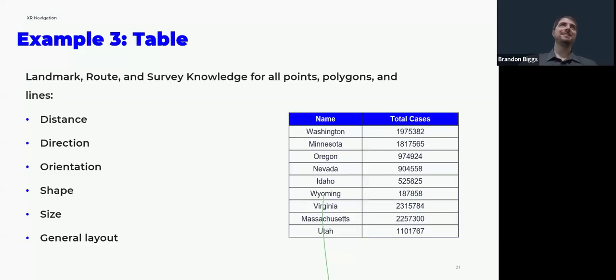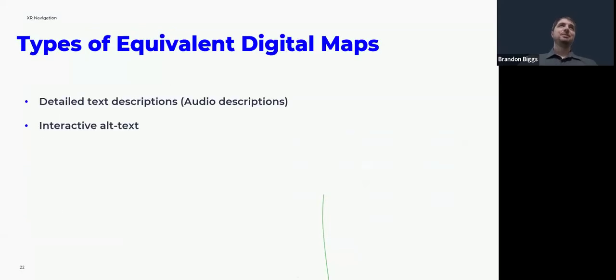But what is compliant? There are two main types of maps that are compliant with the Web Content Accessibility Guidelines, or ADA. One of them is what we call audio descriptions or detailed text descriptions, and the other one is interactive alternate text.